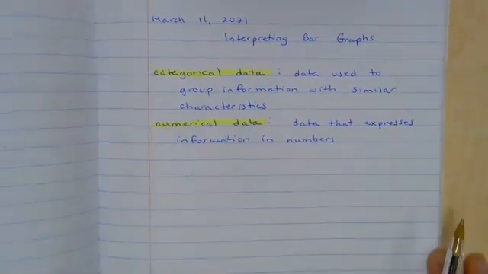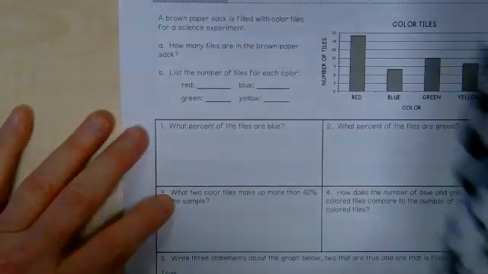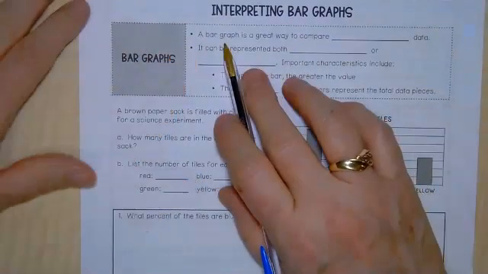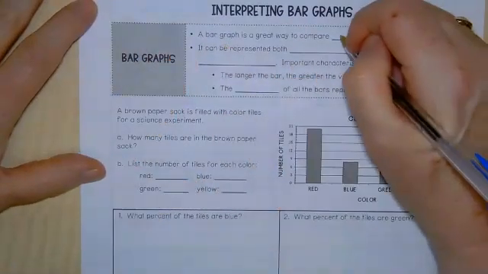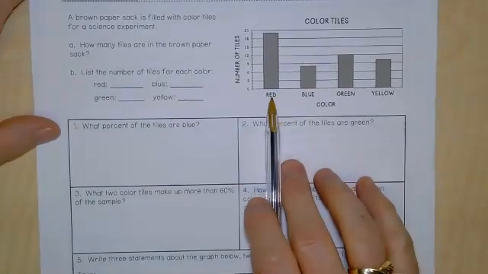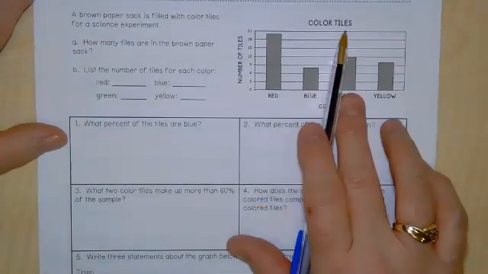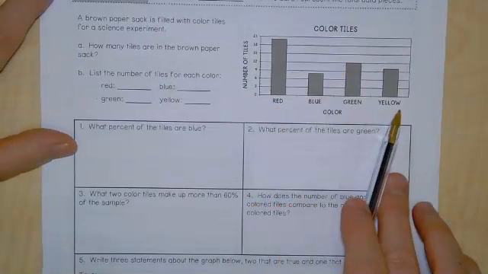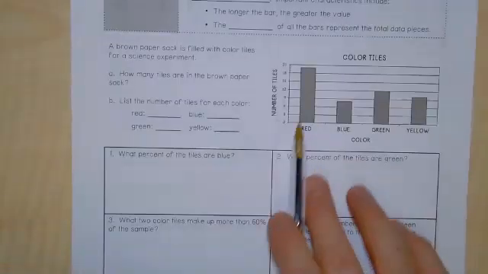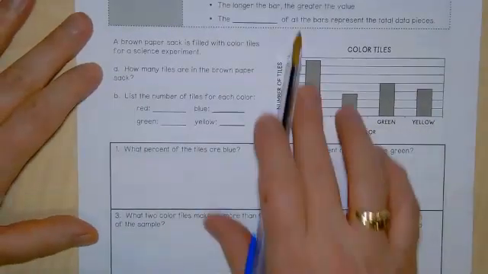So once you have your notes finished, go ahead and close that. Here's today's packet. Interpreting bar graphs. A bar graph is a great way to compare categorical data. If you look at an example of a bar graph, it doesn't use numbers, but you'll say, oh, colors of tiles, red, blue, green, yellow. All right. It can be represented both horizontally and vertically.